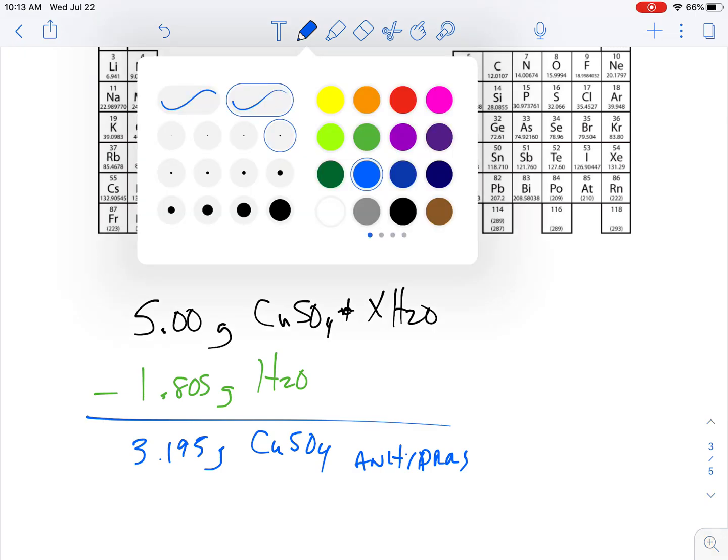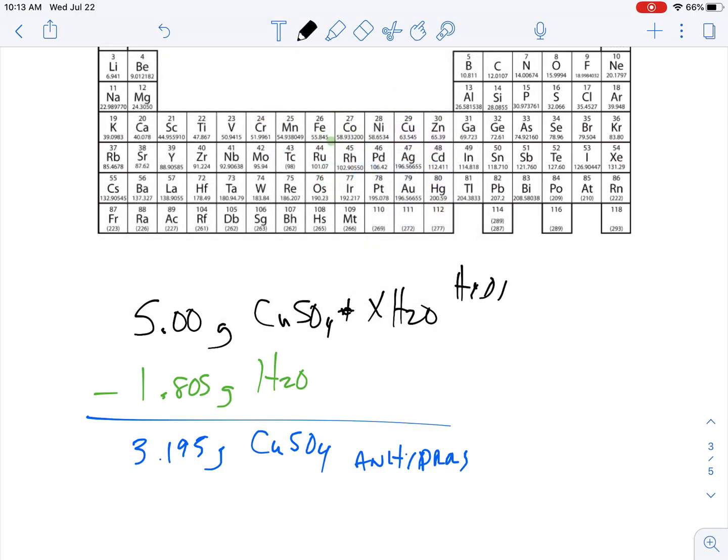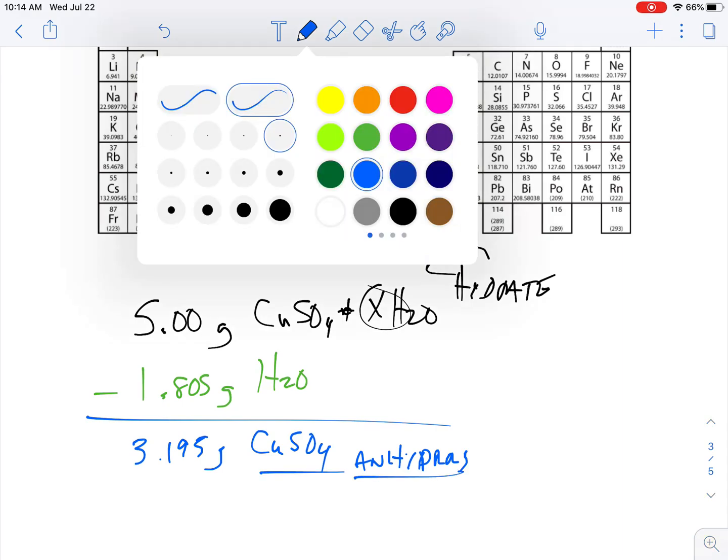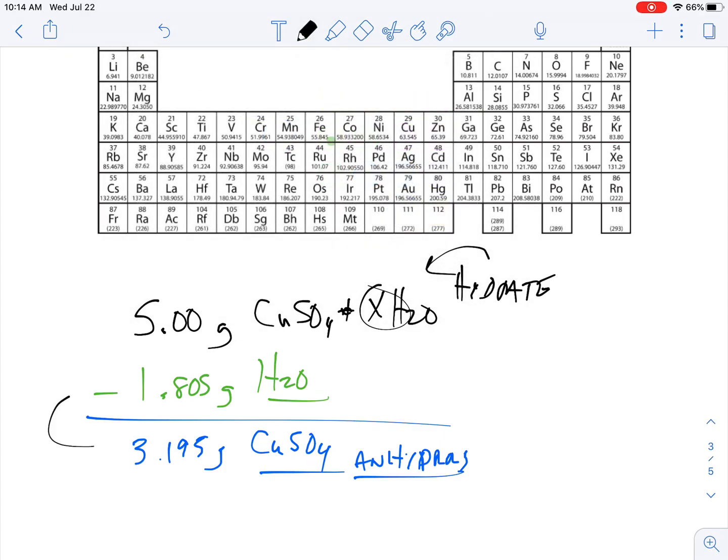And this up here is obviously your hydrate. So this is your hydrate, but we don't know what the X is. And now this down here is your anhydrous, the copper sulfate without the water, and this is the water. And again, if you were to take these two numbers and add them up, you would get your 5. That is the total that is there.